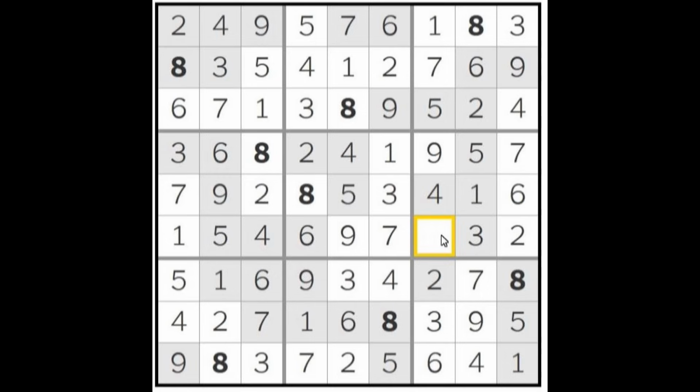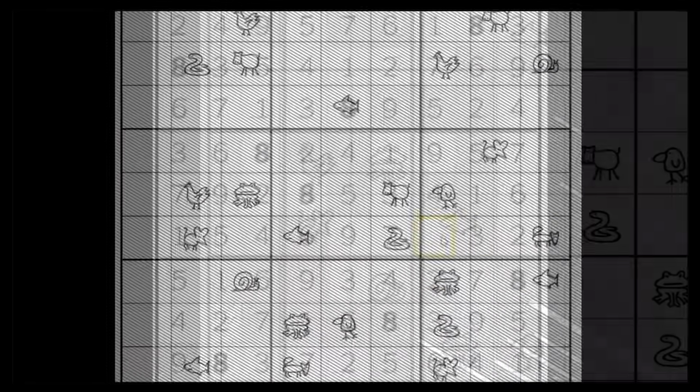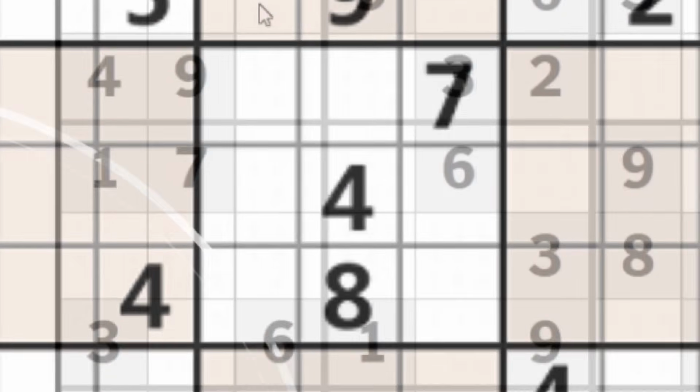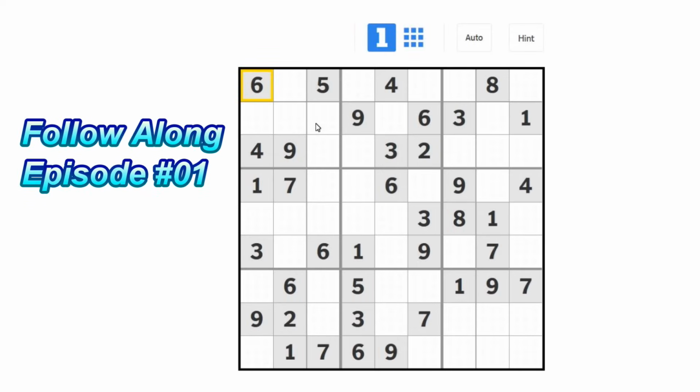Hello everyone, welcome to this follow-along episode of Sudoku. This episode focuses on beginner strategies, so let's go ahead and solve an easy level Sudoku puzzle together. Here is an easy puzzle from the New York Times online game page.